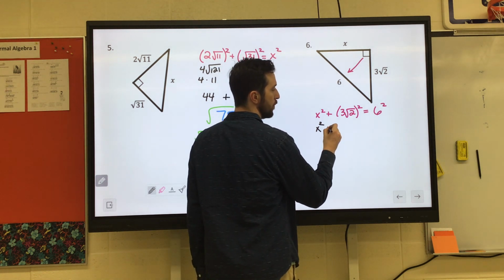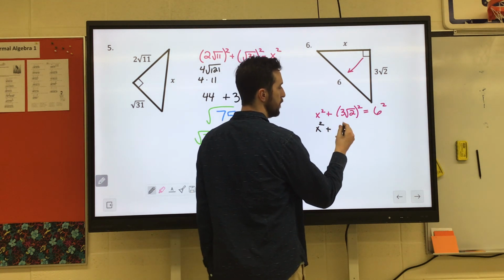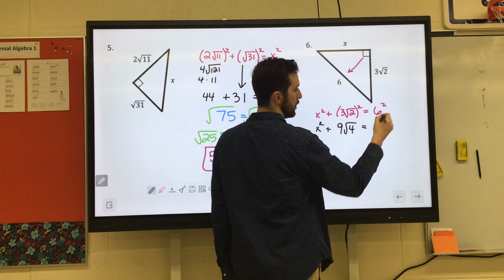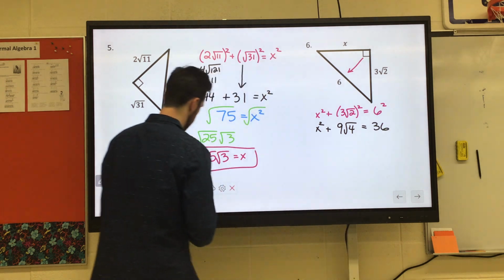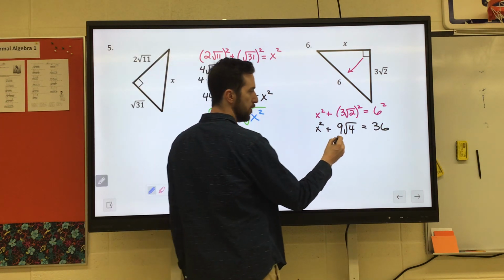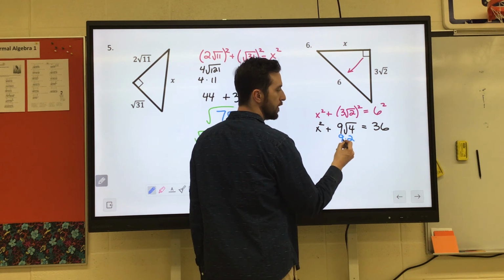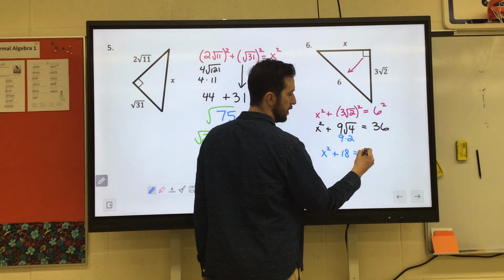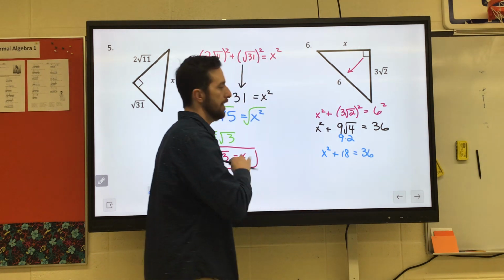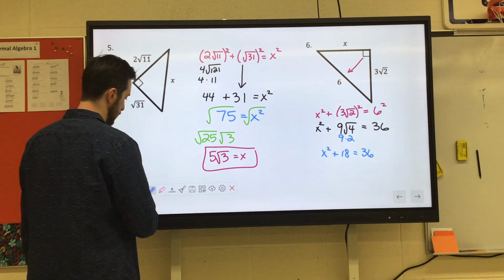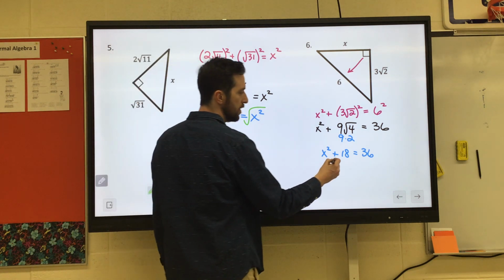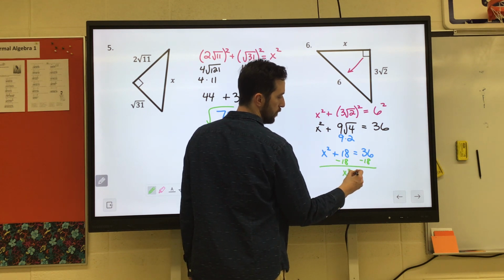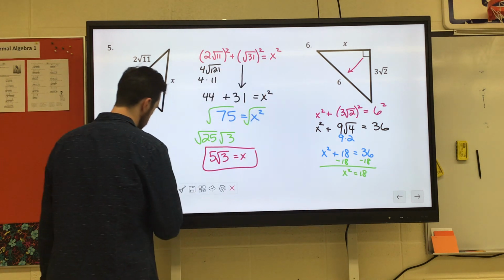That (3 root 2) squared, remember you square each part. 3 squared is 9, root 2 squared is 2, over here 6 squared is 36. That 9 times 2 is 18. So x squared plus 18 equals 36. That's the hard work. We've done the hard work. We're going to subtract the 18. X squared equals 18, and then we have to square root it.